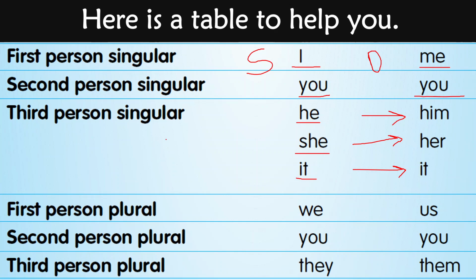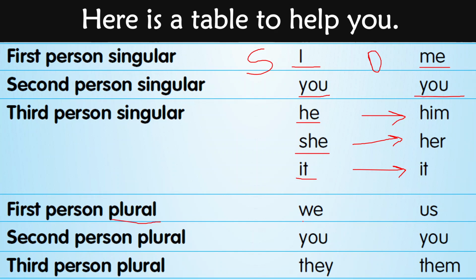In the third person singular, he, she, it, we use as a subject. For he, the object will be him. For she, the object will be her, and for it, the object will be the same as it. Okay, so now check the first person plural form.